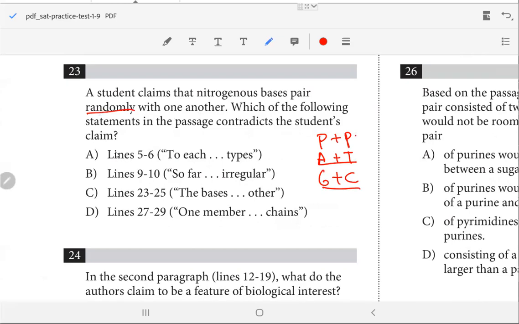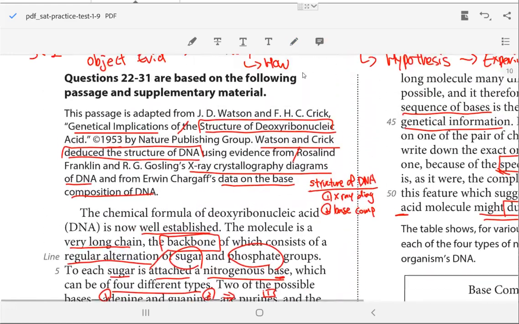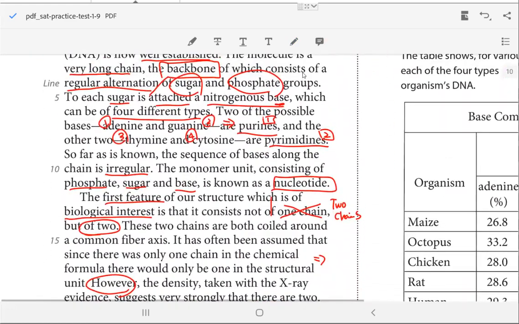그러면은 randomly 페어 되는 건 아니야 라는 내용을 찾으면은 되겠죠. 그쵸? 5, 6, and 9, 10. 한번 봅시다. 5, 6. To each sugar is attached to a nitrogenous base, which can be 4 different types. 그러니까 이것만 봤을 때 randomly인지 randomly 아닌지는 아예 정보가 없죠. So nothing answer. A.